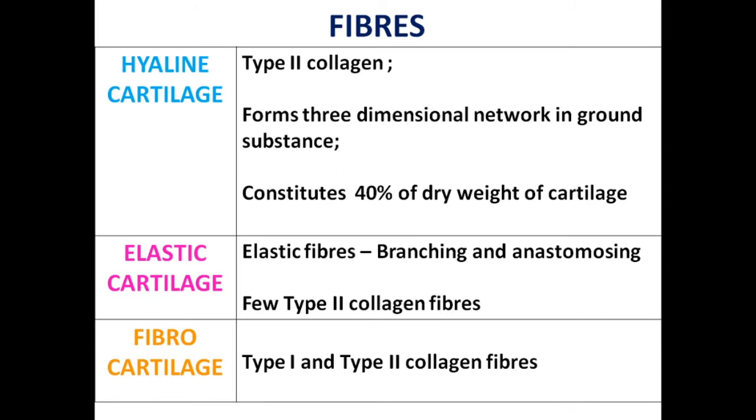If we come to the fibers, the hyaline cartilage consists of mainly type 2 collagen, although there are other types of collagen present in there, but the major part, 40% of the dry weight of the cartilage, is formed by the type 2 collagen, which forms a three-dimensional network in the ground substance.